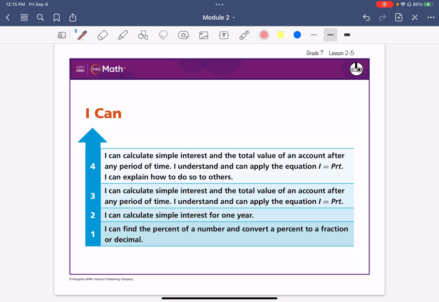This is grade 7, module 2, lesson 5. Our I can statement for today is I can calculate simple interest and the total value of an account after any period of time. And I can understand and apply the equation I equals PRT.